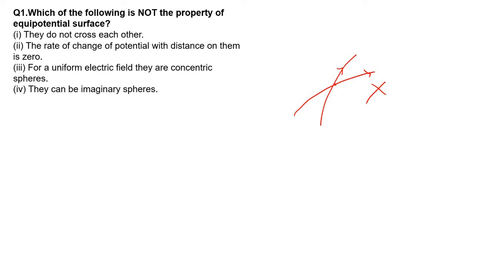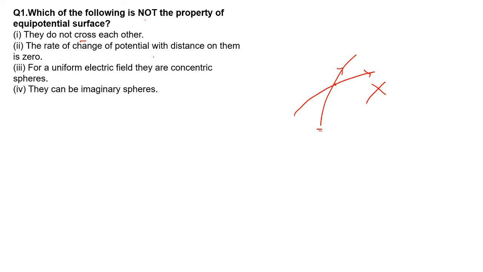So this being the property, note that electric line of force or electric field line should be perpendicular to equipotential surface. Electric field lines cannot cross. So equipotential surfaces also cannot cross. Okay, so we say that this is the property of the equipotential surface. But we have to find out which is not the property. Okay, so we'll have to be very careful.